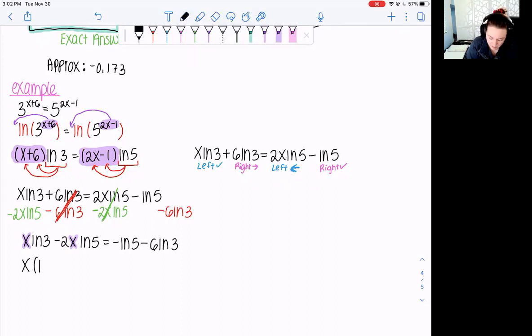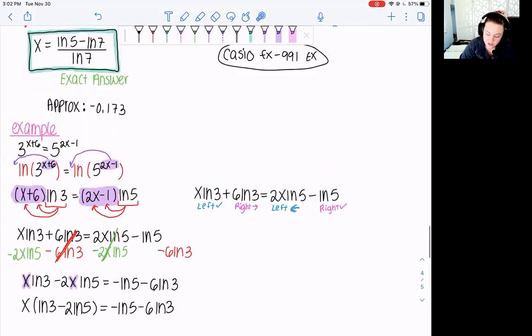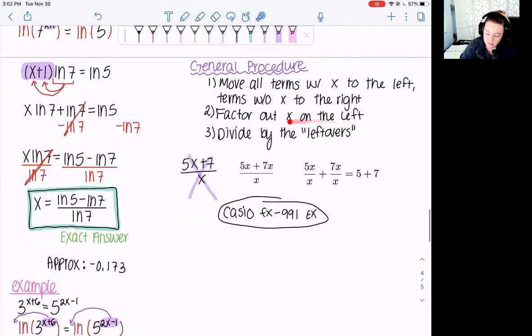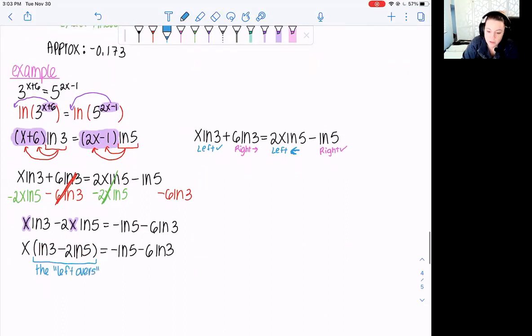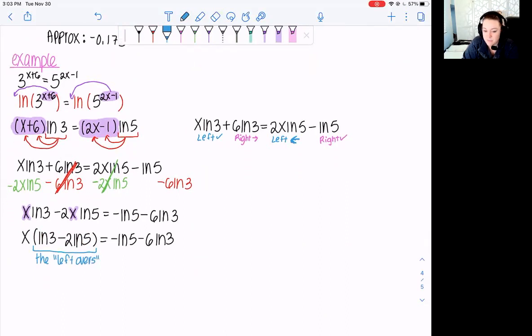We pull that x out, and we have ln 3 minus 2 ln 5 equal to negative ln 5 minus 6 ln 3. So when I said to divide by the leftovers back in this, like if I scroll up here, divide by the leftovers, what I mean by the leftovers is this thing here. This right here is what I would call the leftovers. And maybe I'll just label that for us. This right here, the leftovers. We want to divide both sides by that. And that will give us x by itself.